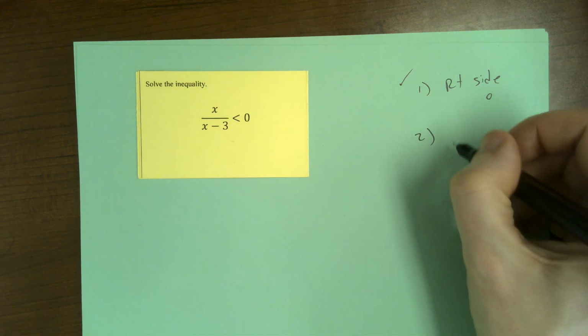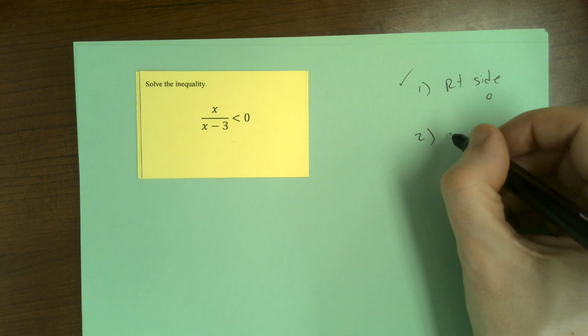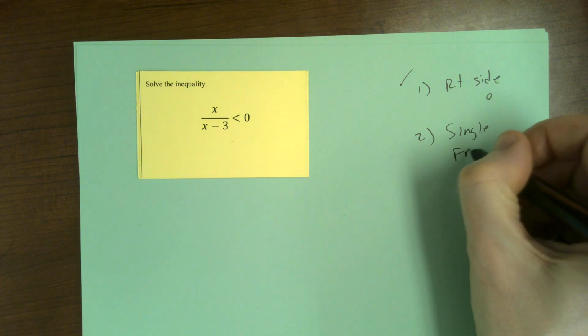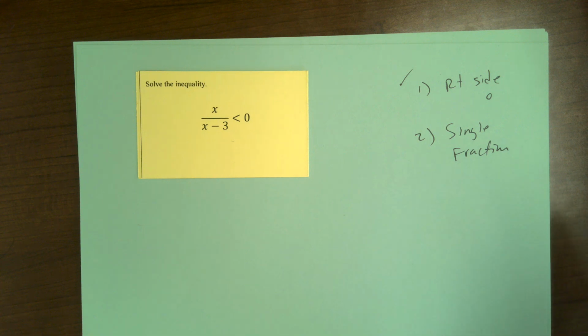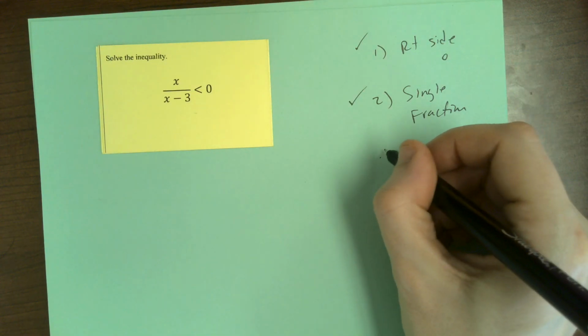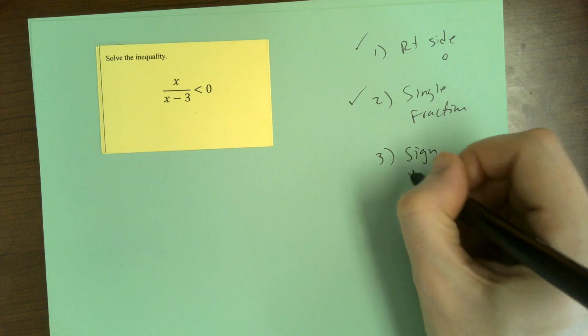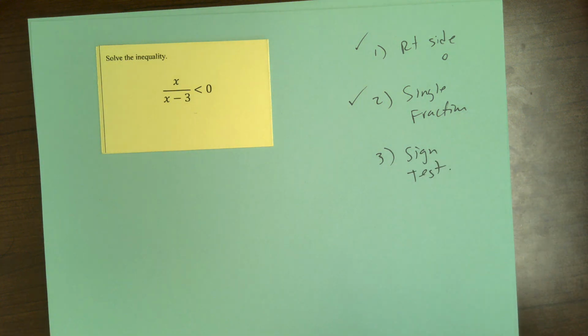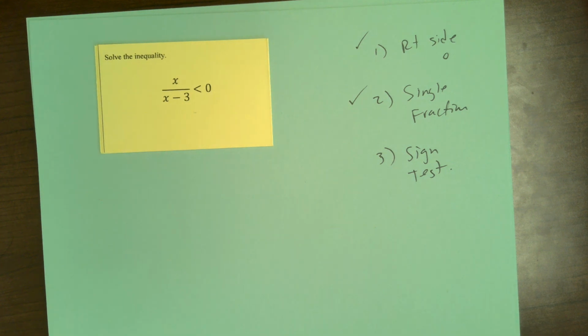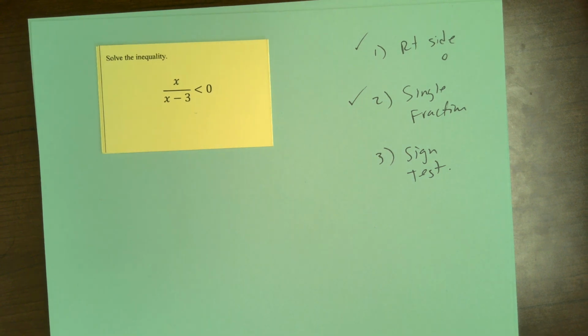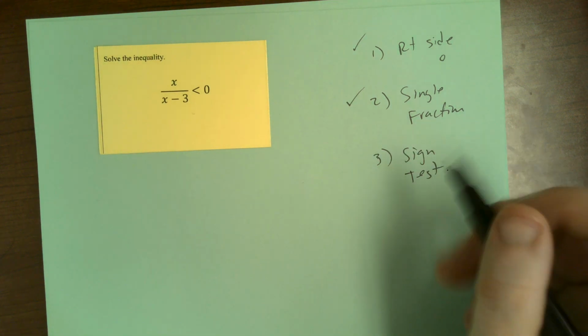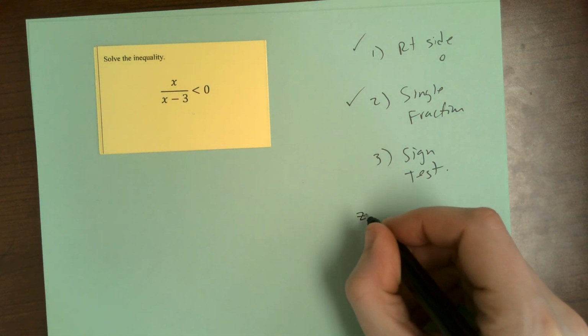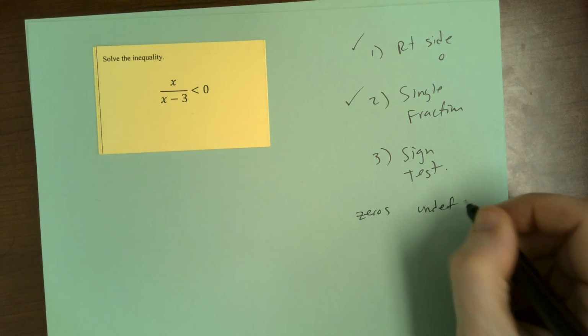The second move is to get a single fraction on the left. That is already done. The third move is a sign test. Okay, so we are starting out with this problem on the sign test right away. And when you're doing a sign test, you have to know how to split up the number line. And you split up the number line with zeros and, in this case, also undefined values. If there are undefined values, you would use those as well. Okay, so for this type of case, zeros, undefined.